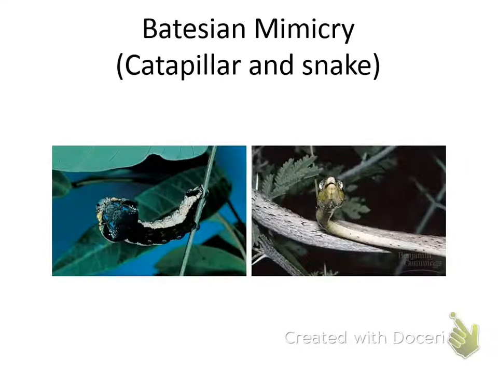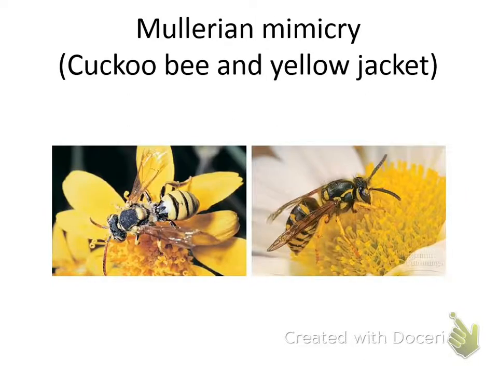And do me a favor and write that in. Example: caterpillar mimics snake. And then Mullerian is where harmful looks like another harmful. So it makes it look doubly harmful. And you can see this kookaburra and yellow jacket here. So the harmful looks like the harmful. The kookaburra can sting, but it looks like the yellow jacket that can also sting. So predators wouldn't mess with that.